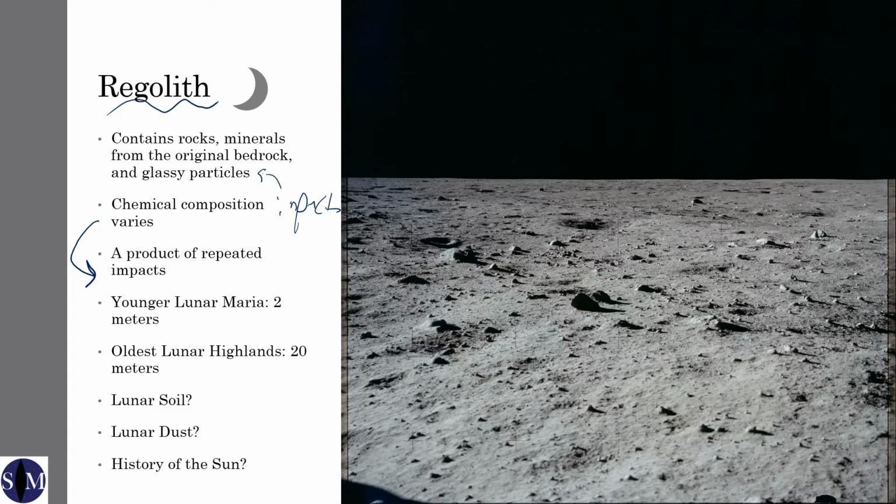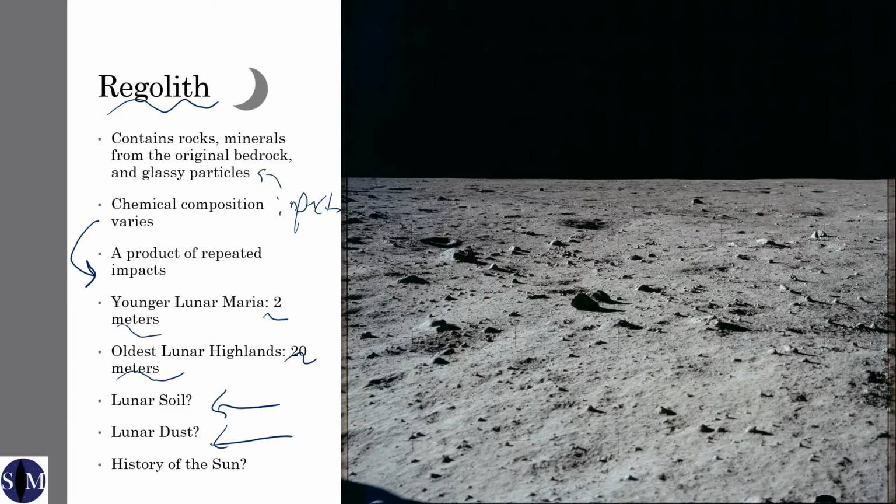The amount of regolith also depends on location, as the younger lunar maria only have approximately 2 meters of regolith, while the oldest lunar highlands have up to 20 meters of regolith. Lunar soil refers to regolith that is very fine, and lunar dust refers to regolith that is even finer than lunar soil.